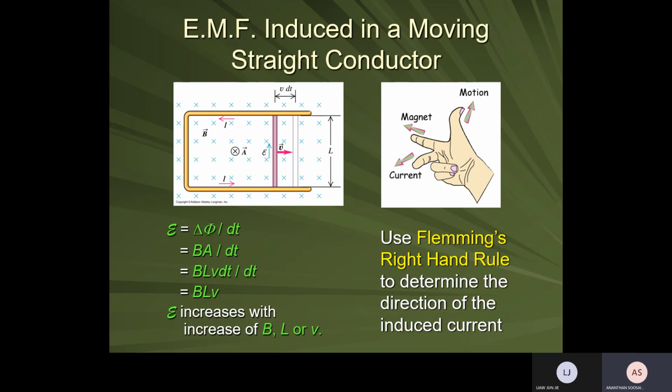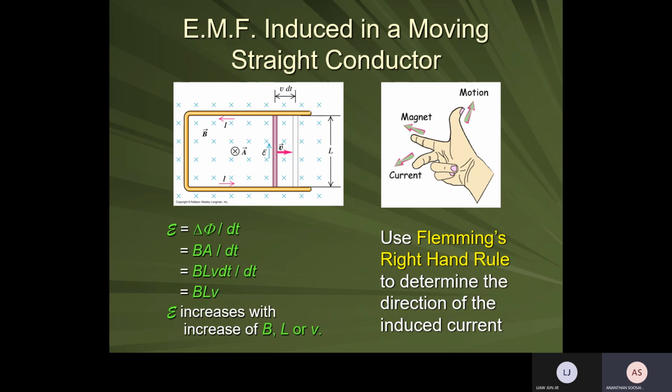So what is flux? B dot A, over the time for you to move. B is the strength of the magnetic field. But now for A, which area should be used? Because it's just one conductor, not like a coil, which area to use? The area swept. If we move from here to here, let's say, this area is swept. So this area is to be considered.